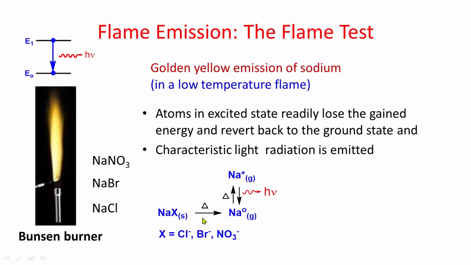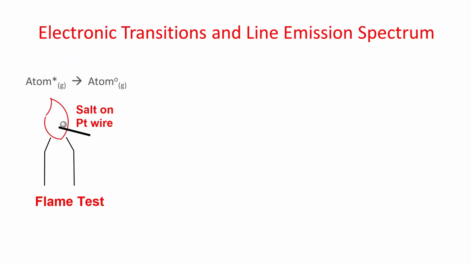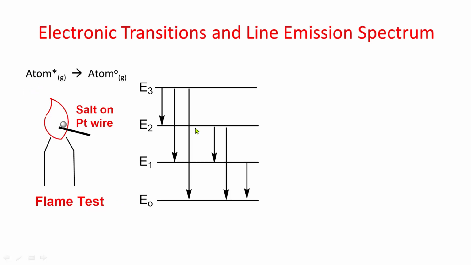Characteristic light is emitted, which is golden yellow in this case. When sodium salt is put in flame, we get sodium ground state gaseous atoms. They take the heat of the flame, go to the excited state, and when excited state atoms come back to the ground state, they emit characteristic radiation. So emission is given by the sodium excited state atoms. In the flame test, the excited state atoms revert back to the ground state.